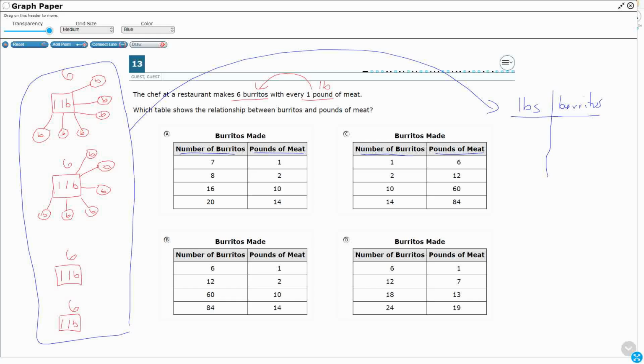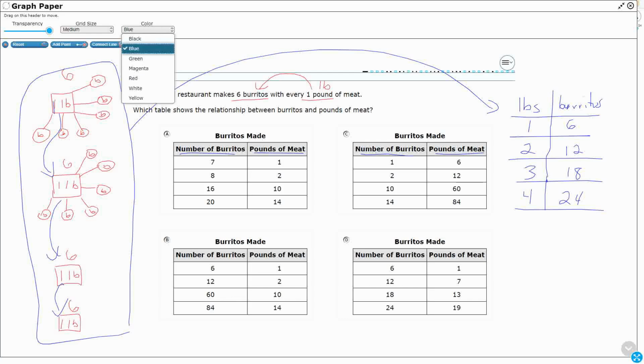So what did my 1 pound get me? Well, my 1 pound got me 6 burritos. Once I added this down here, I had 2 pounds, and I had 6 and 6. That's 12. Once I added this down here, went to 3 pounds, another 6, 6, 12, 18. We're skip counting by 6s here. And once I went down here, I had 4 pounds, 24 burritos, right? So that's my table. None of the tables look like that because they flipped the burritos and the pounds of meat, but that's fine. We can simply flip those.